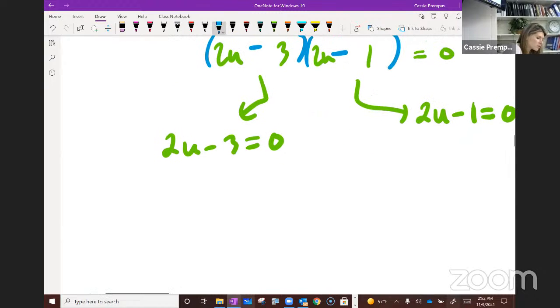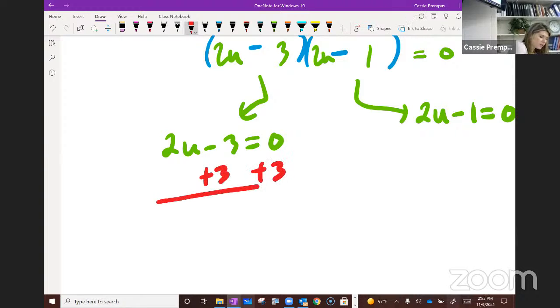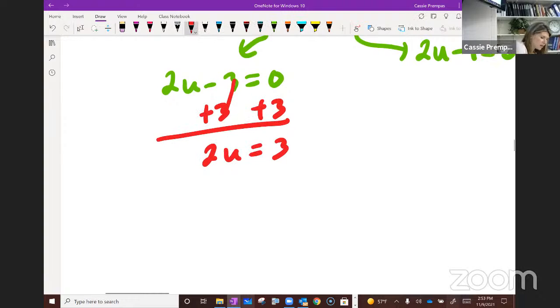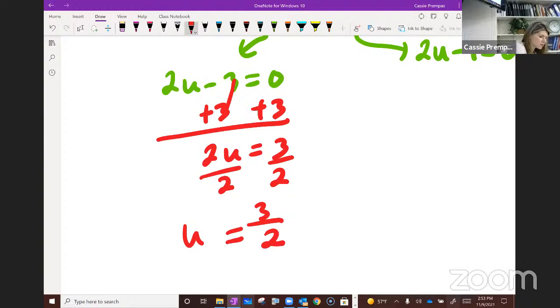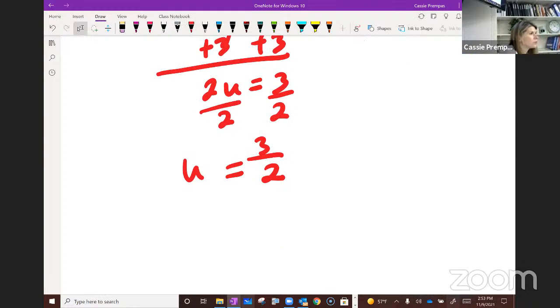Now, let's go about solving for u. So what do you do first if I'm on this equation on the left? Close. That you do second. Add 3. And that would give you 2u is equal to 3. And then you divide by 2. So we have u is equal to 3 halves. Were we solving for u? What were we solving for?